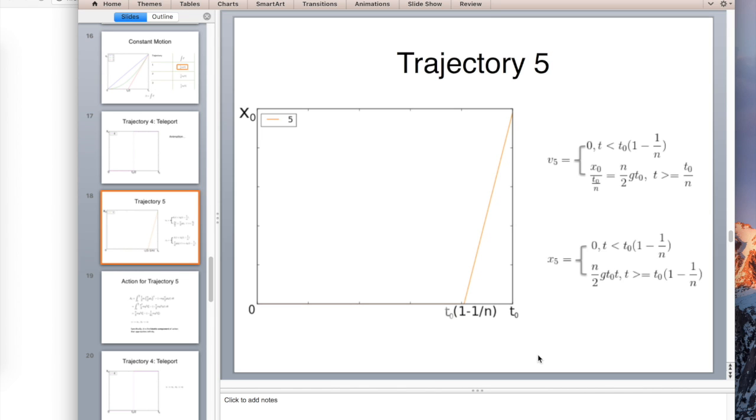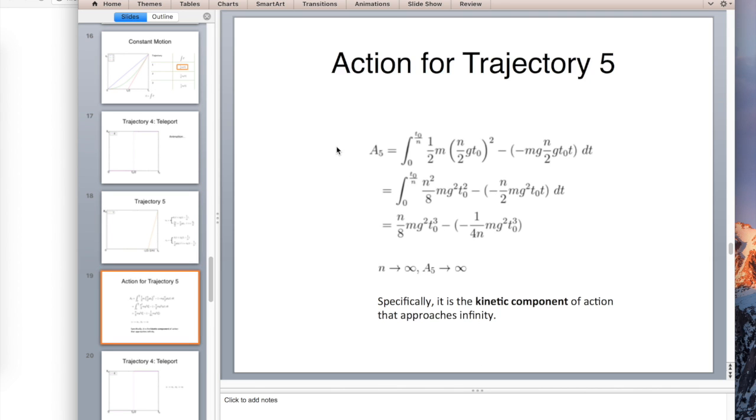It's very similar to trajectory 3. The only difference is that the point where the ball starts to move is 1/n T0 away from T0. These are the formulas that give the velocity and the position functions with respect to time. And we can calculate the action very similarly for trajectory 5. We can see that when n approaches infinity, the action of trajectory 5 approaches infinity. Specifically, it is the kinetic component of the action that approaches infinity. The negative potential energy term of the action actually approaches 0.